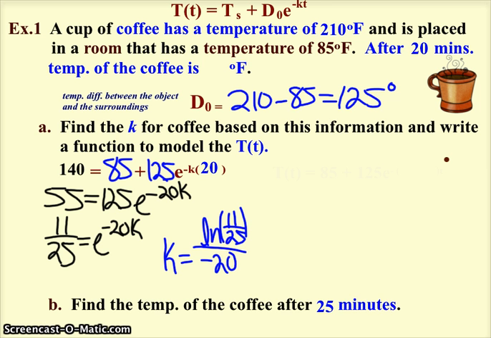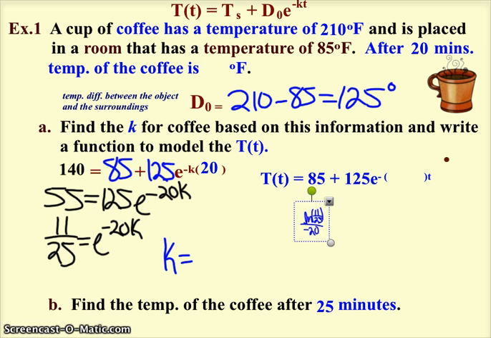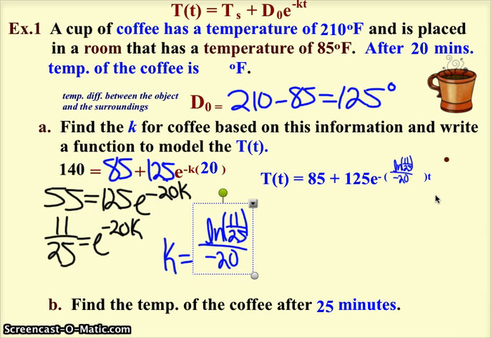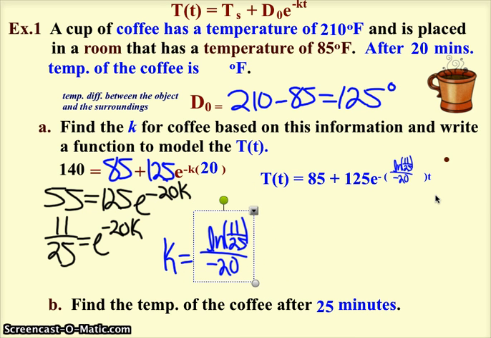So when you're going to the model, don't change that to a decimal because, again, you're going to make your answers inaccurate, so just use that in the model. Okay, so let's go ahead and put our k in now. Yeah, it isn't the greatest looking thing, but we're going to go ahead and just shove that right in there as part of my exponent. So what I put in there was the ln of 11/25 over negative 20, and just put it as my exponent. Now I've got the model, and I'm ready to go.